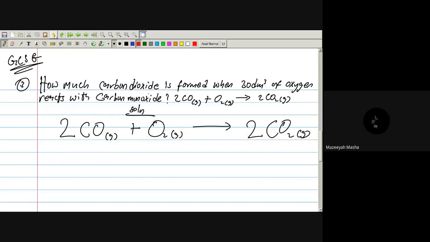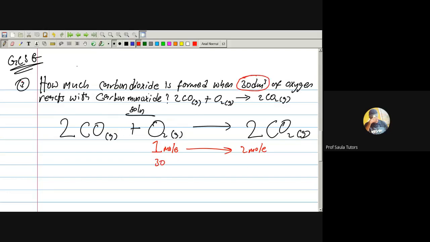Yes, sir. Good. Now check from this stoichiometry. Do you see 1 mole of oxygen? 1 mole of oxygen reacts with 2 mole of carbon dioxide. Do you see that? Yes, sir. Now, if you check 30 dm cube of oxygen, look at that 30, that 30 dm cube will react to give you what?